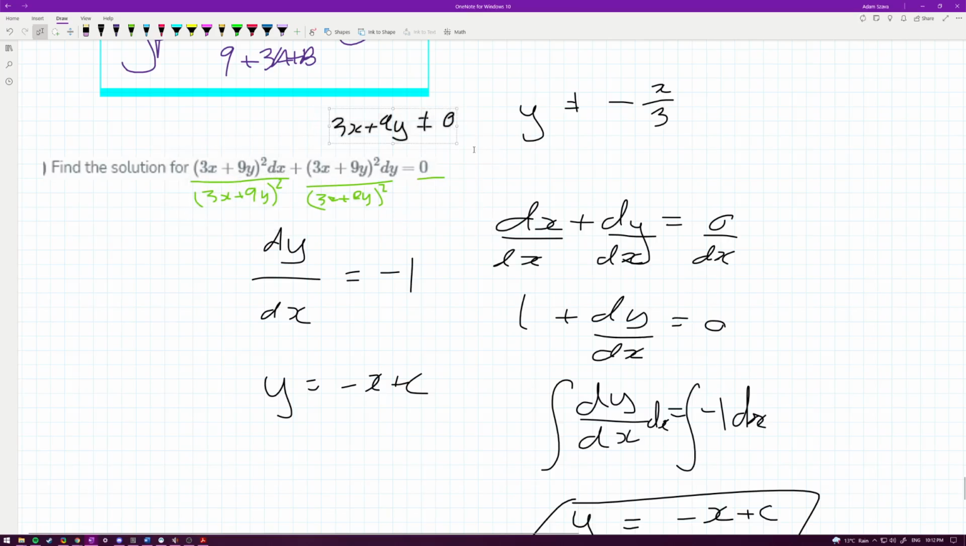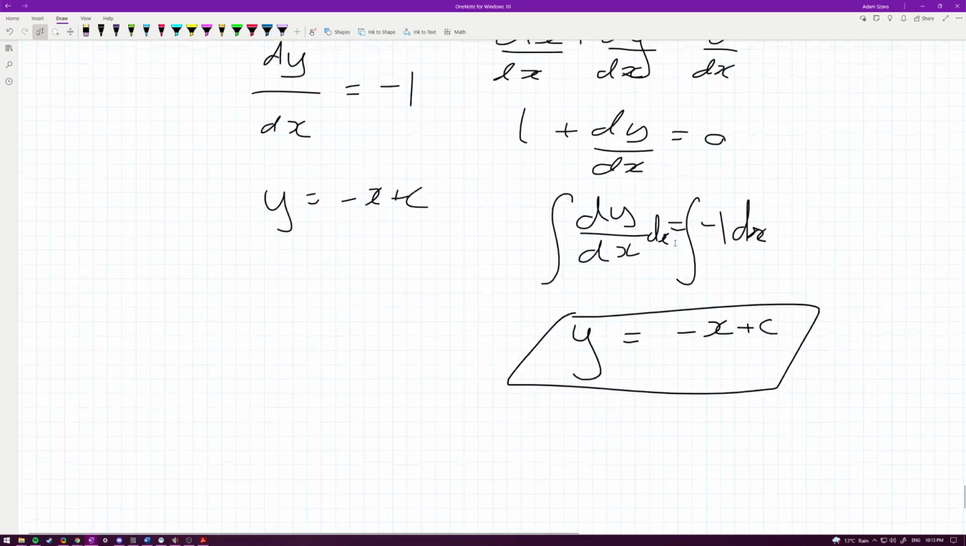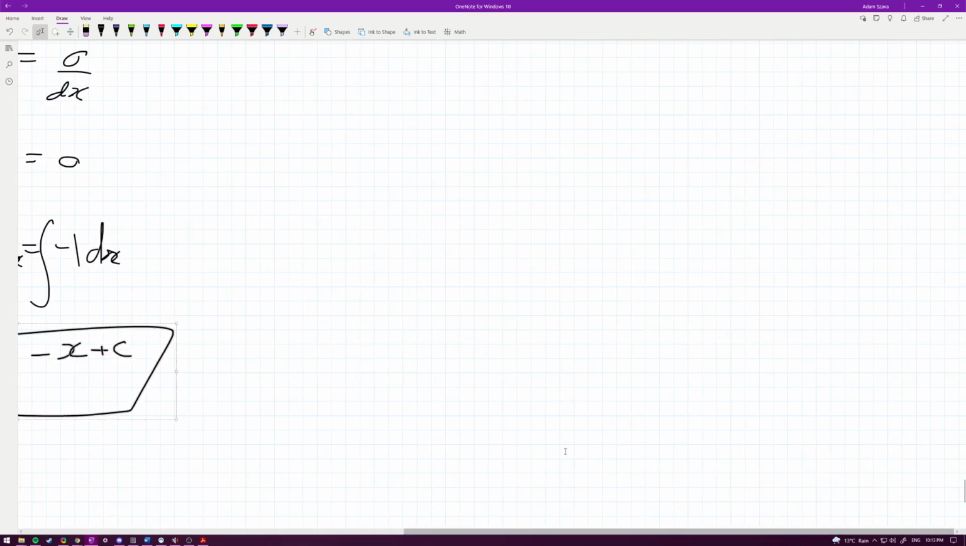We're always allowed to divide both sides of an equation by something. You just have to understand the repercussions of it. So this is the repercussion. And so this is fine. It doesn't change anything.